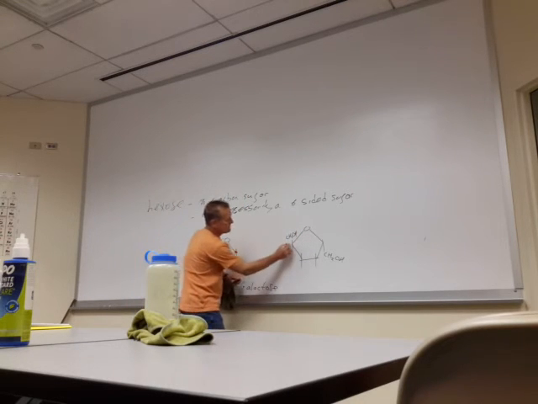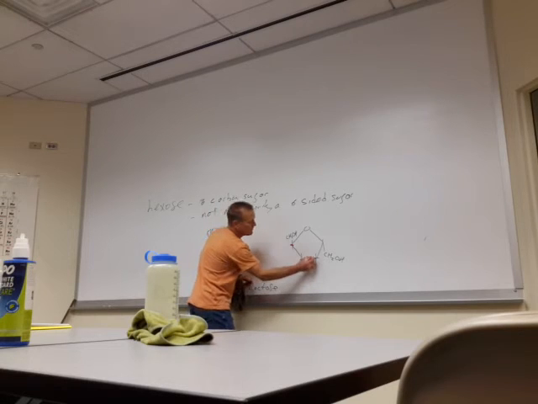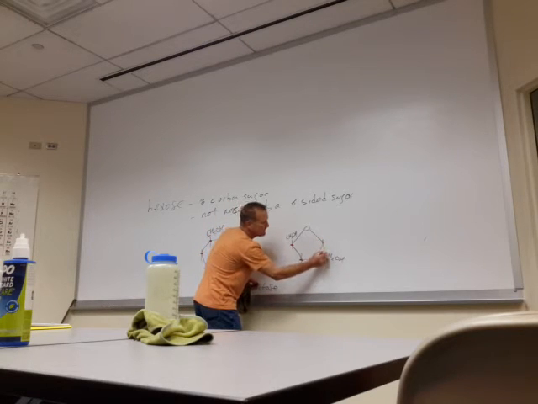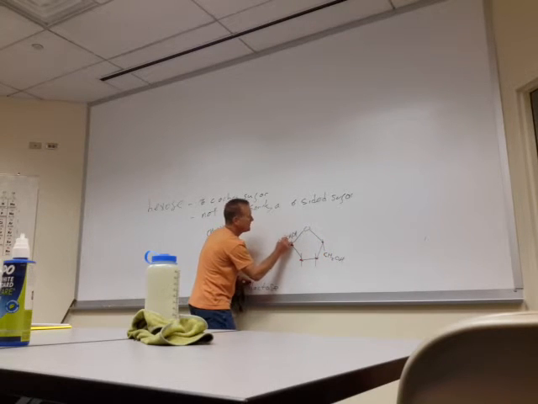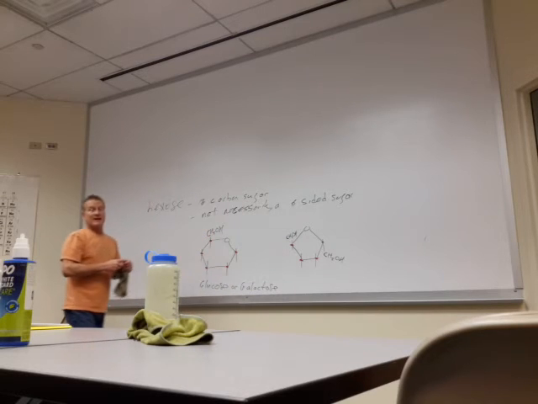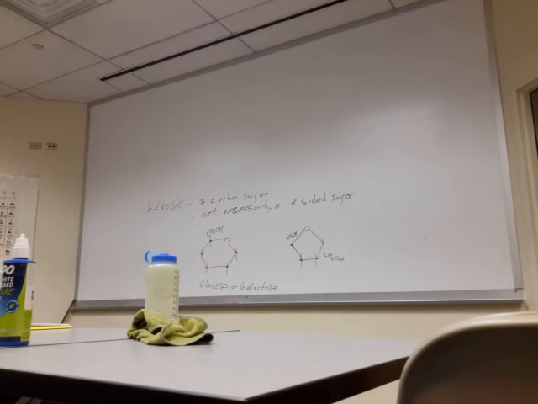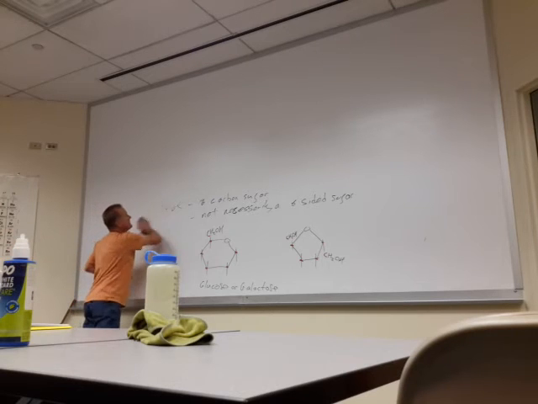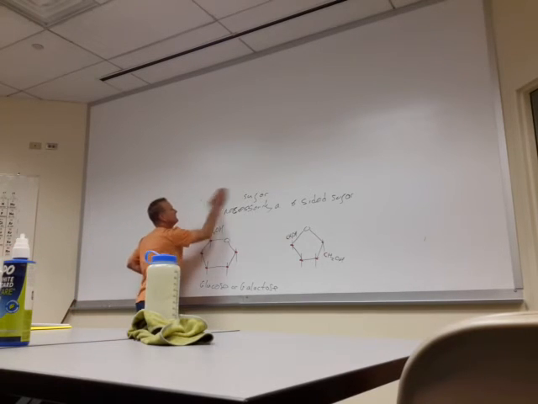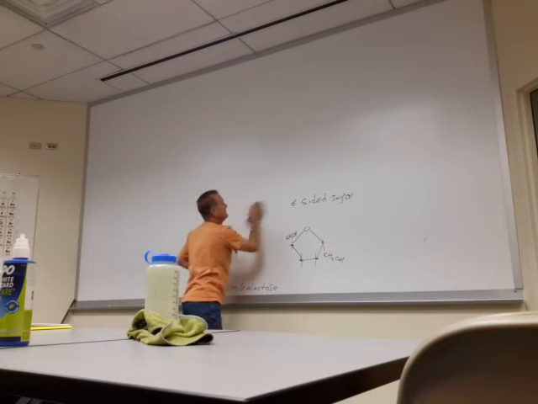Six carbons, 4 of them are in the ring, 2 of them are not in the ring. It's a hexose, it's a 6 carbon sugar, but geometrically, what is it? Pentagon. So these words, they're not difficult, but they're kind of picky.